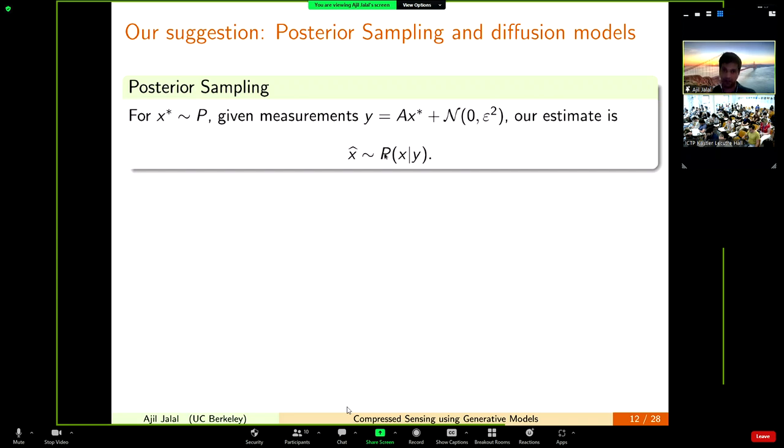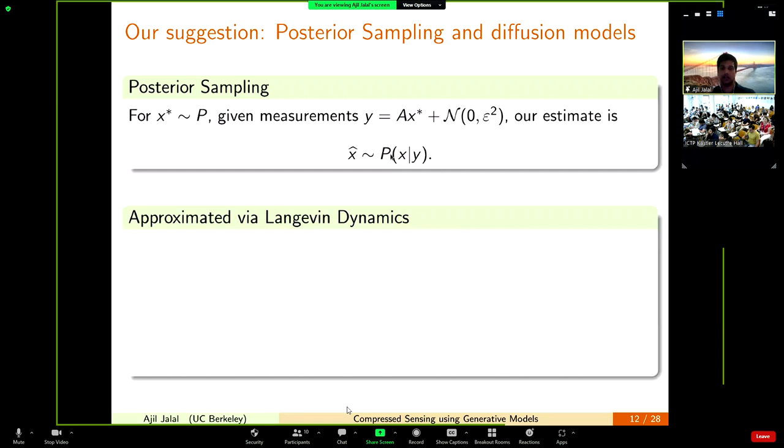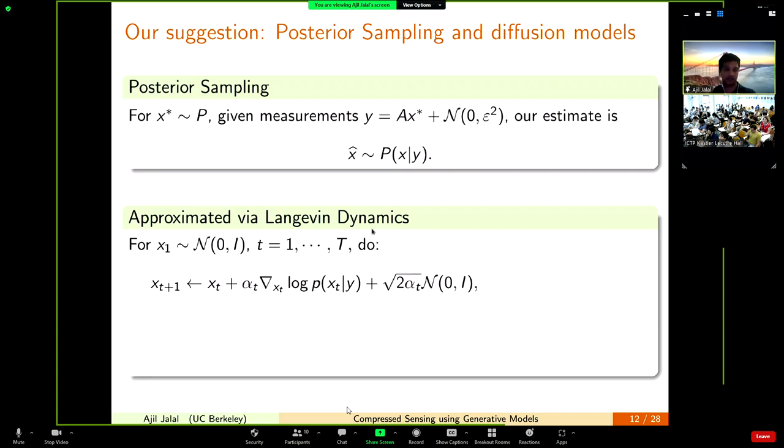And if you want to perform this posterior sampling, you can approximate it via Langevin dynamics, which is the following iterative procedure, where you initialize your image to just be IID Gaussian noise, and then for t large enough, you run this process over and over again, where the image at time t plus one is the image at time t plus some positive step size along the gradient of the log posterior plus some Gaussian noise whose variance is proportional to the step size that you just took.